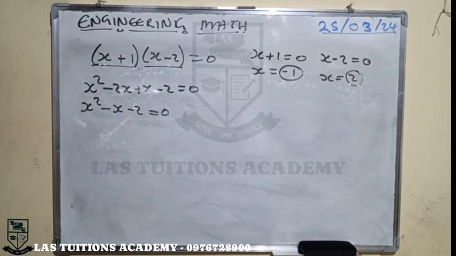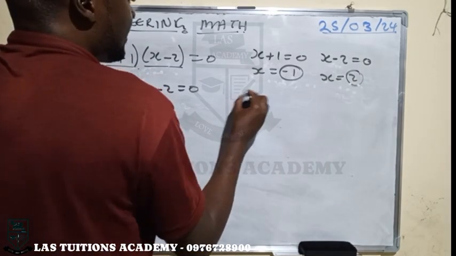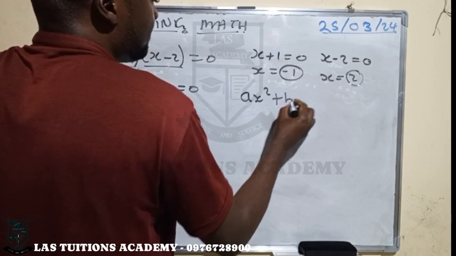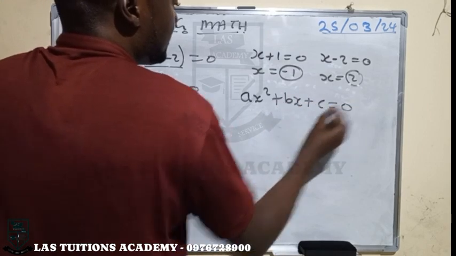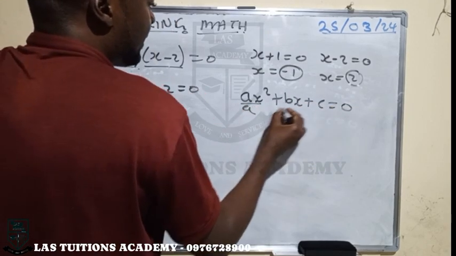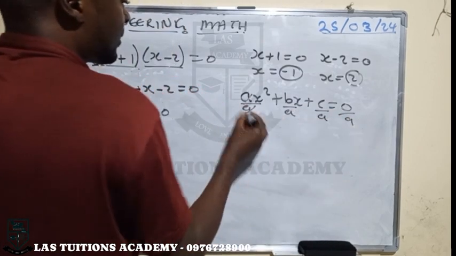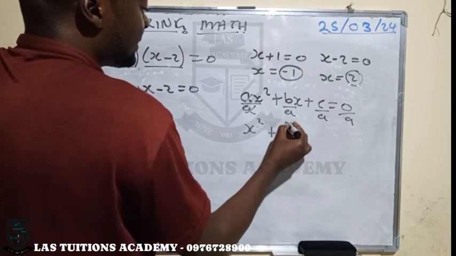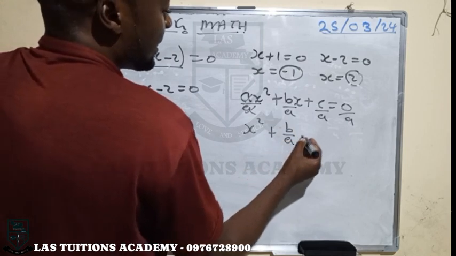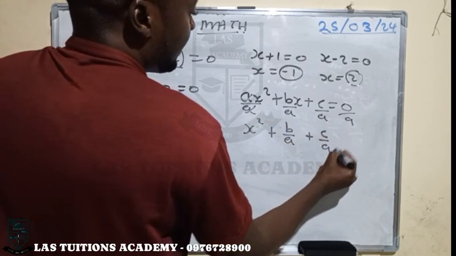Okay, so now let's say we have ax squared plus bx plus c is equal to 0. If we divide through by a, we're going to get x squared plus b over a x plus c over a is equal to 0. Okay, we're going to have that.